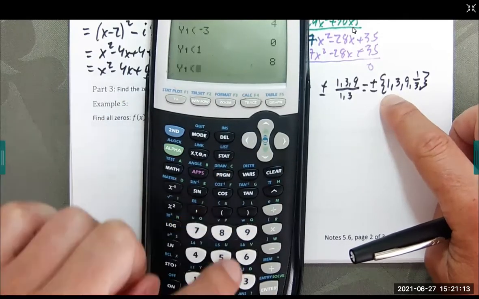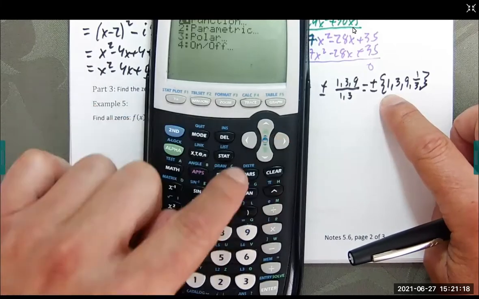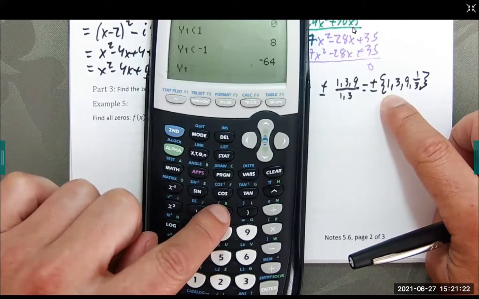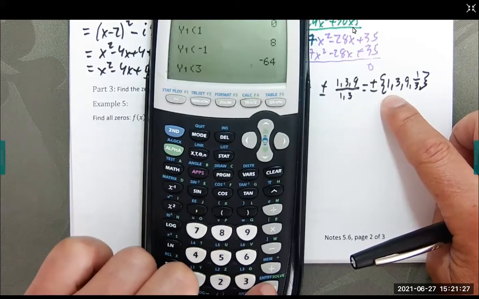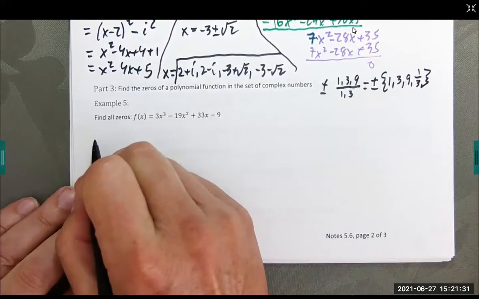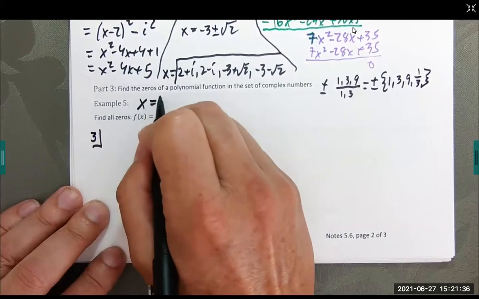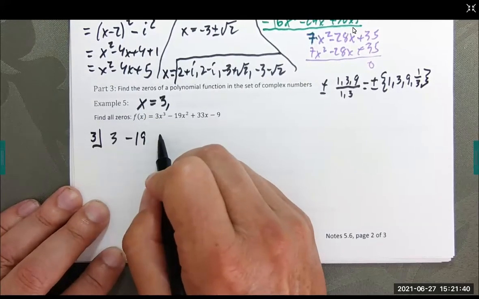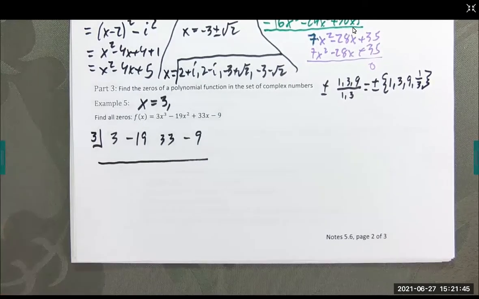Let's try -1. Nope. I know this looks slow and clumsy, but this is actually a lot faster than having to work all these out and do it. Let's try 3. Parentheses 3. There we go. So now all I need to do is, so 3 is a 0. Put my answers up here, 3 and 3, -19, 33, -9. This way we only have to do synthetic division one time.